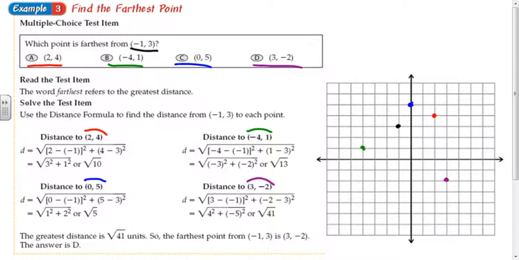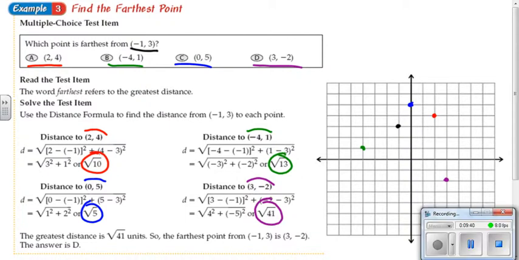And at the end, after we plug all those values in and solve them out, distance to A is square root of 10, distance to B is square root of 13, distance to C is square root of 5, and distance to D is the square root of 41. And obviously out of all those, square root of 41 is the largest. So it's the farthest distance away. So we'd say the farthest one from point -1, 3 is D, the 3, -2. And that's how you would solve a question like that.